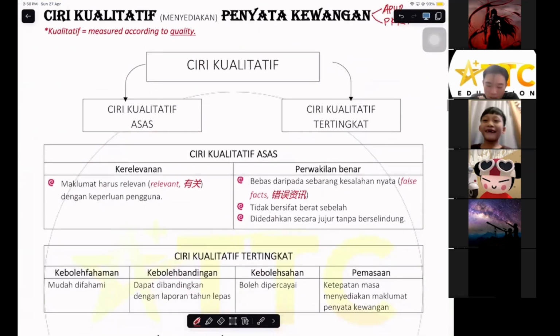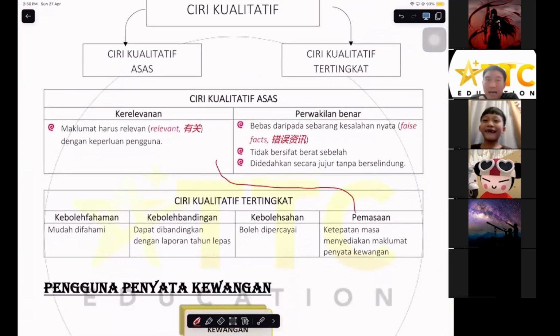Number 1, relevant. Actually, this relevant is very similar to pemasaan, the advanced characteristic. They are somewhat related. Relevant means the timing of your report comes out just nice at the relevant time, a timing when investors want to find opportunities in your company to invest or to add on their investments. You're not too early, not too late, just nice. That kind of meaning. That's relevant. Similar with pemasaan.